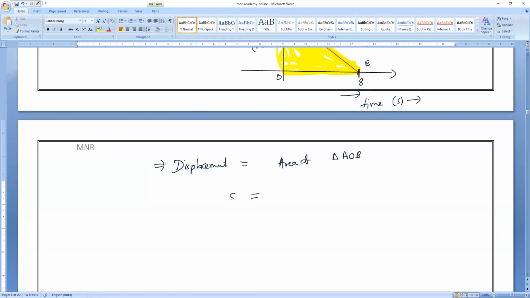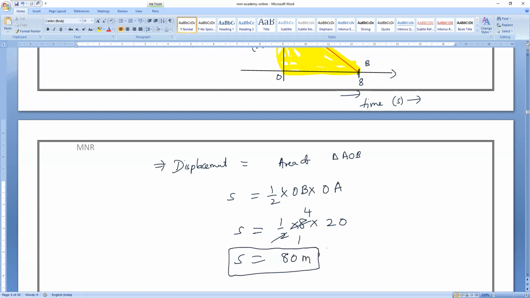So in the triangle formula, what is the area of a triangle? Half into base into height. Base is OB, height is OA. So S is equal to half into base, which is 8, into OA, which is 20. Half of 8 is 4, and 4 into 20 is how much? 80 meters. Understand everybody?